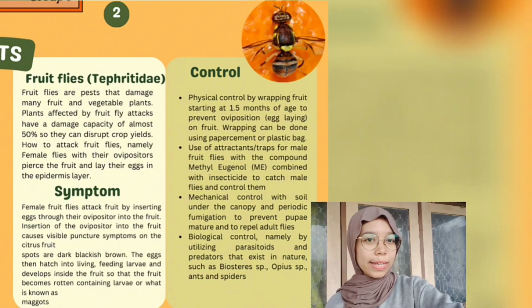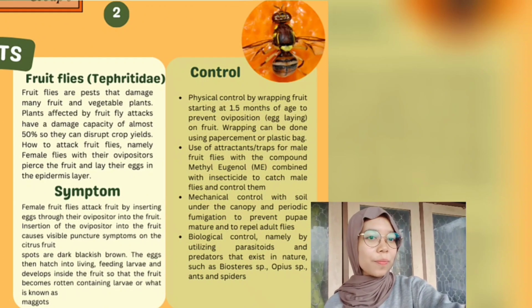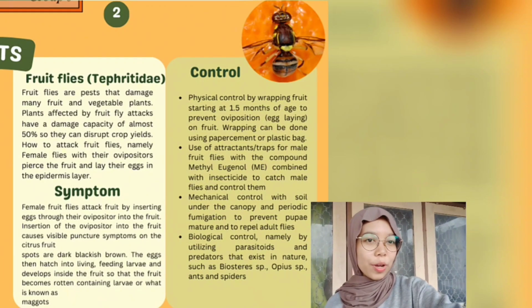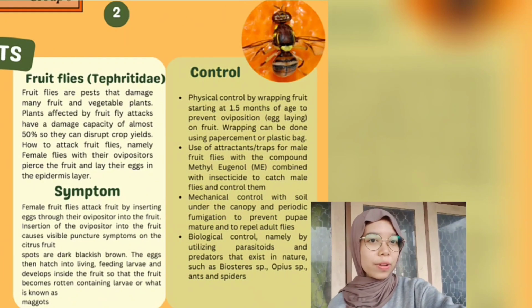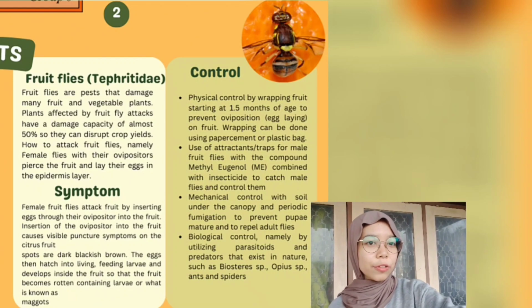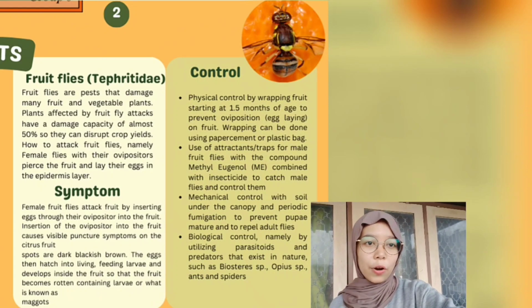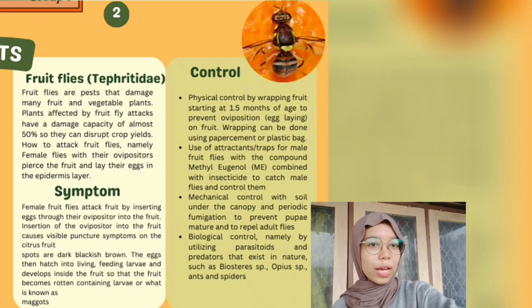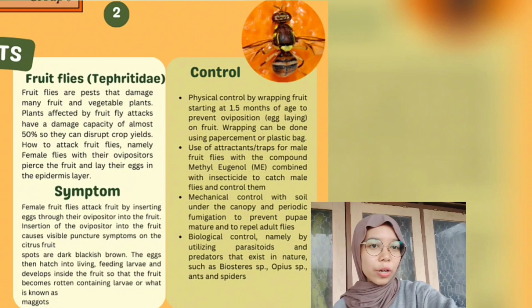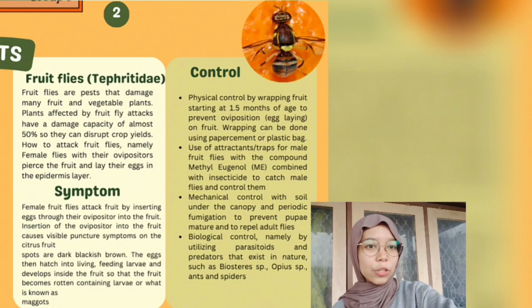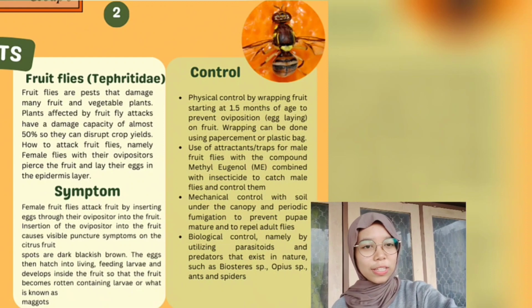To control: number 1. Physical control by wrapping the fruit starting at 1.5 months of age to prevent the ovipositor from laying eggs on the fruit. Wrapping can be done using paper cement or a plastic bag. Number 2. Use of attractant traps for male fruit flies, with the compound methyl eugenol combined with insecticide to catch male flies and control them.